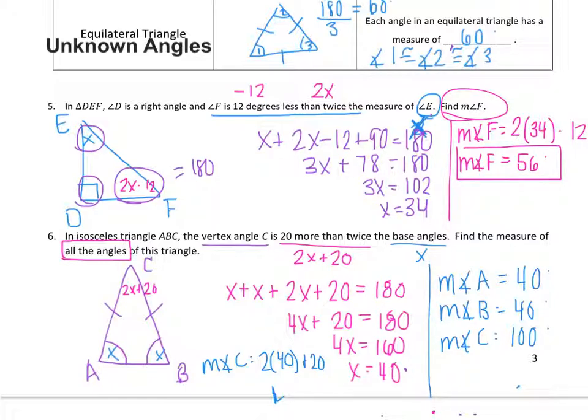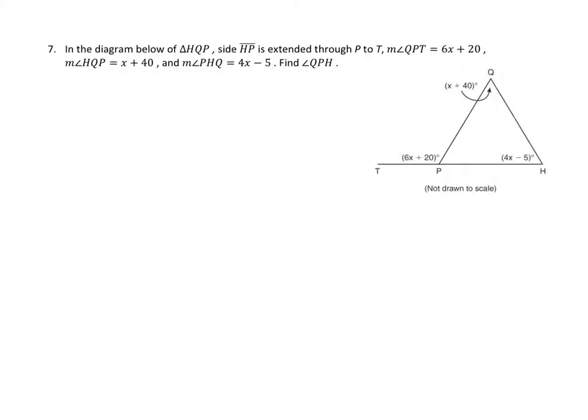And moving on to the next page, we see that here we have a diagram below of triangle HQP where side HP is extended through P to T. The measures of the three angles are given and they're written in our diagram so we don't have to label them. But our goal here is to find the measure of angle QPH. So if I follow Q to P to H, I see that this angle has no expression here. Because I already have used x, I'm now going to call this y. So in the end, I want to find out the measure of angle y, or angle QPH.